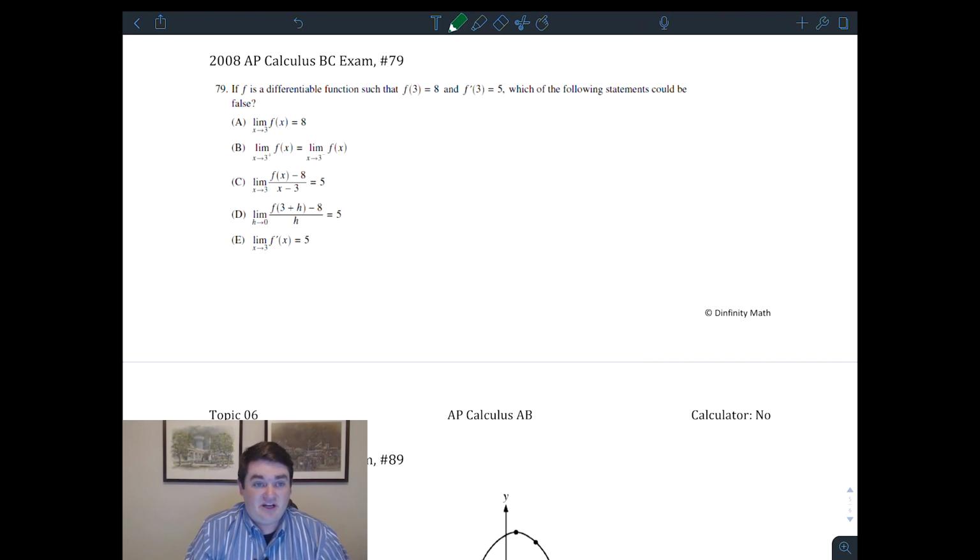2008 BC number 79. If f is a differentiable function such that f of 3 is 8 and f prime of 3 is 5, which of the following statements could be false? So this is kind of tricky. That means 4 of these must be true and 1 could be false.